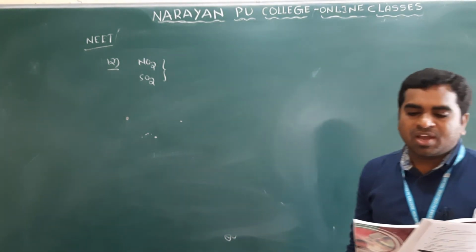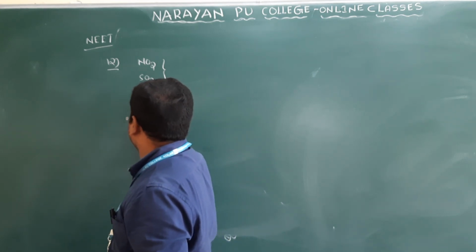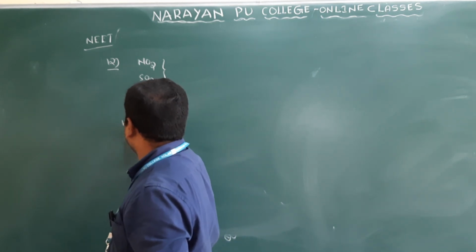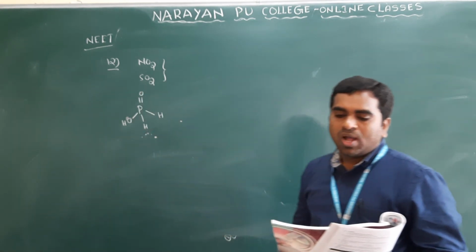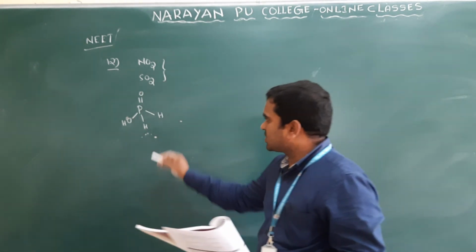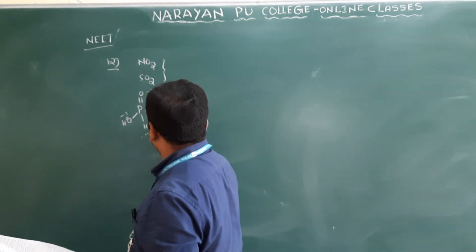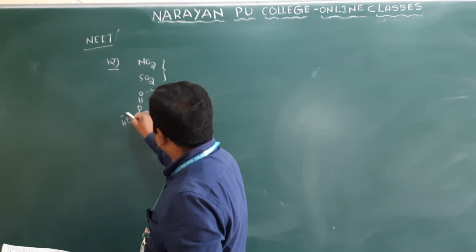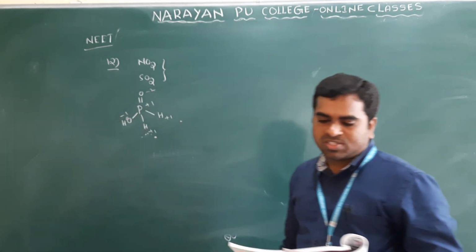Strong reducing behavior of H3PO2 is due to... Just now we have discussed H3PO2, clear? Is it due to high oxidation state of phosphorus? What is the oxidation state here? It is +1. It is not the highest oxidation state.